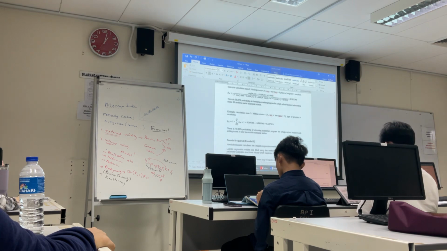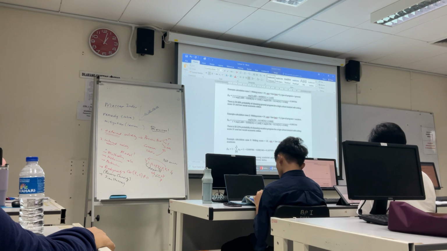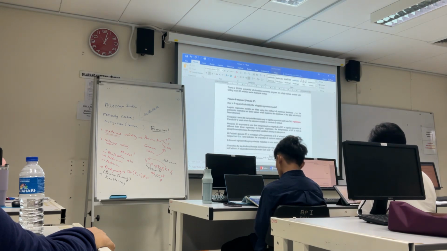So the last one is case 3. Case 3 is the overall. So there is a 10% probability of choosing the academic program for high school students with writing score 31 and low socio-economic status.